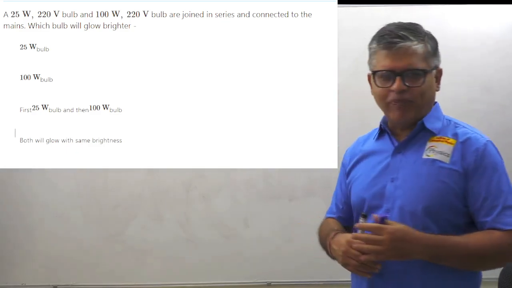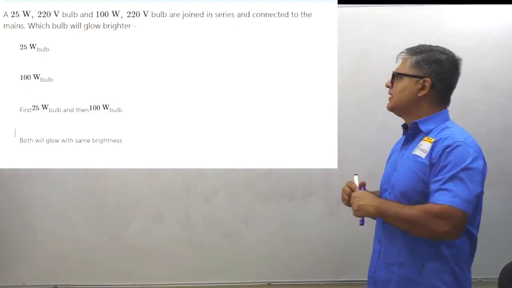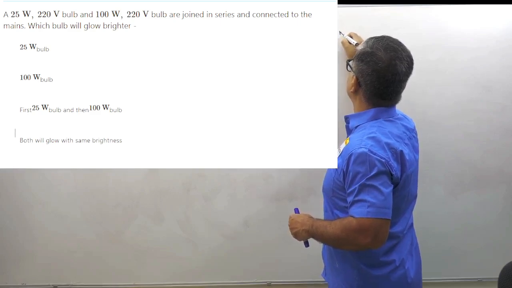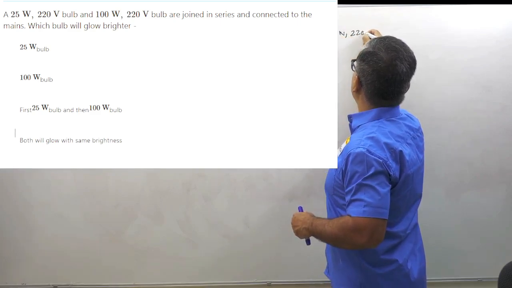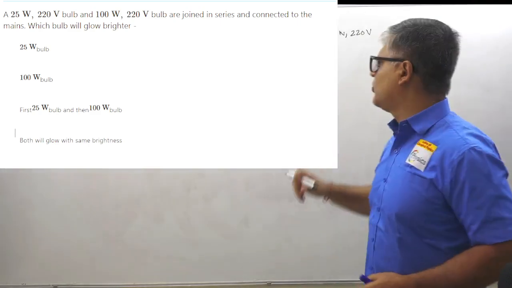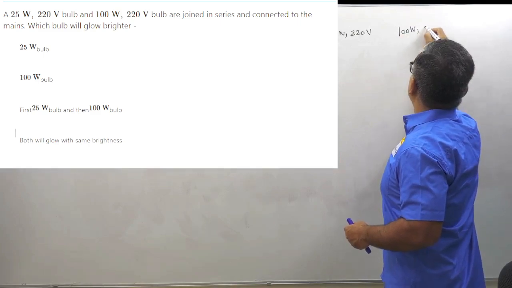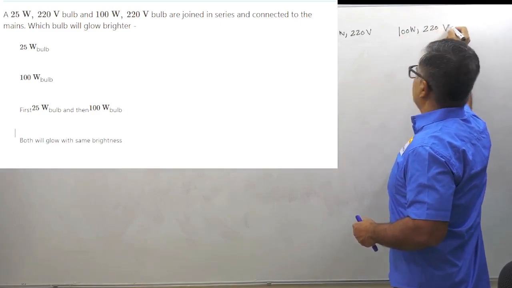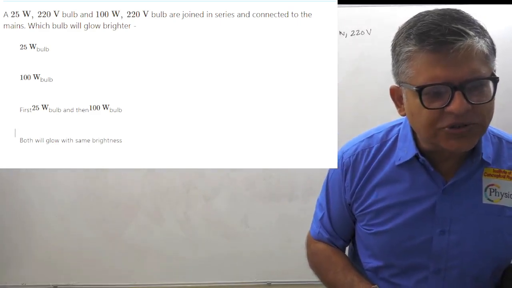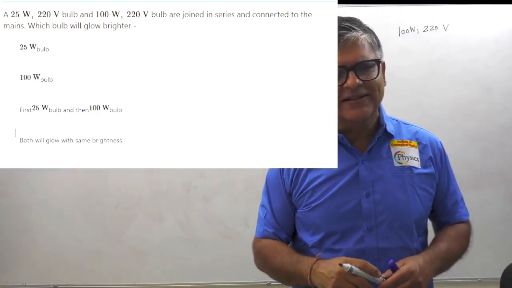You're given two bulbs. One bulb is rated, I'm using the word rated. So the rating of the first bulb is 25 watts and 220 volts. The rating of the second bulb is 100 watt and 220 volts. Then, what is the question? Which bulb will glow brighter if they are connected in series?